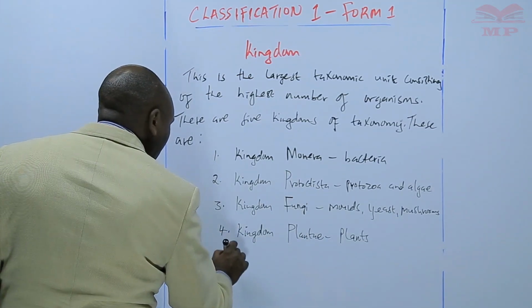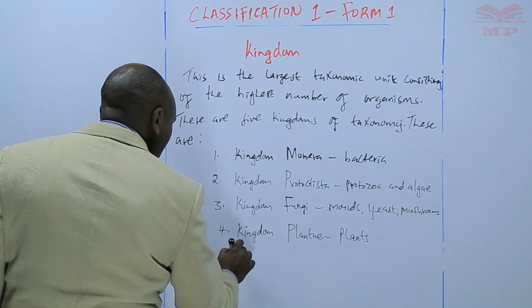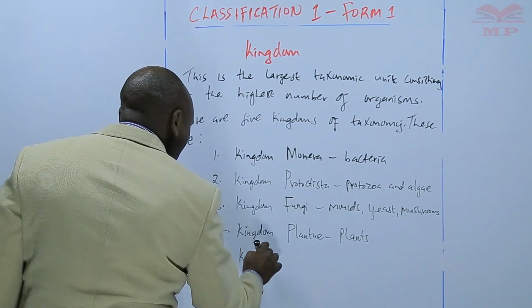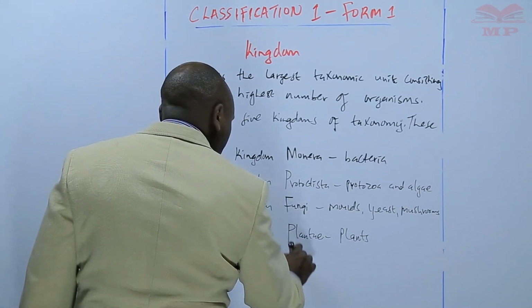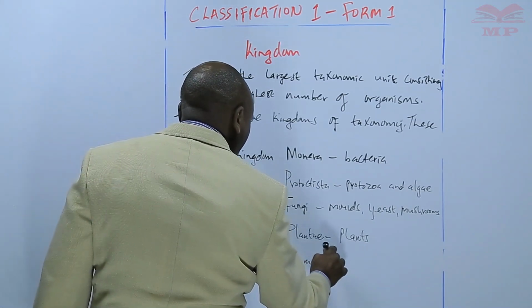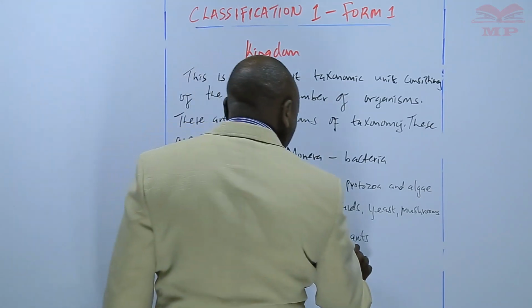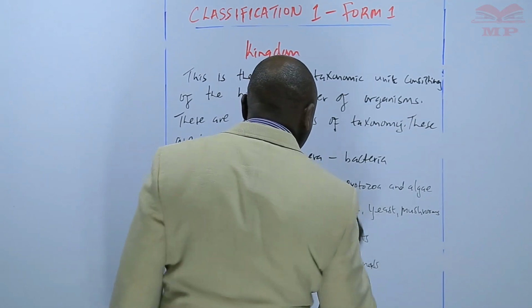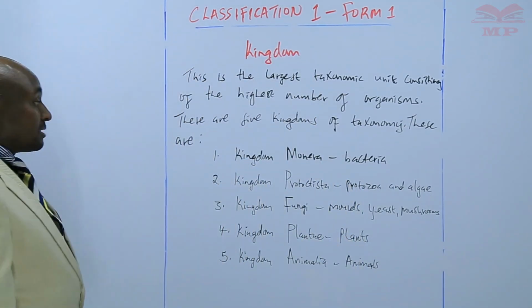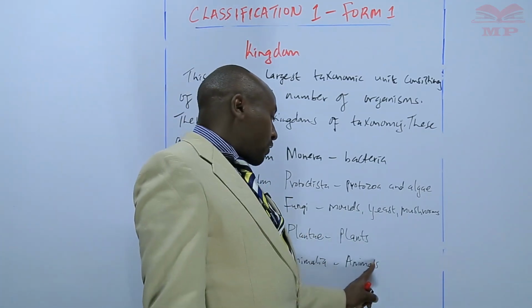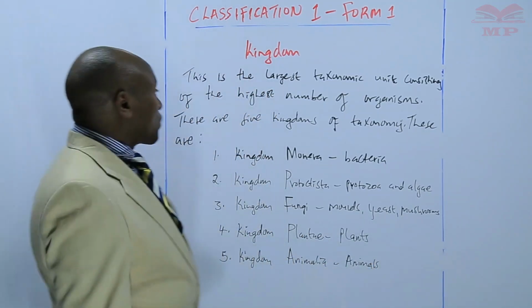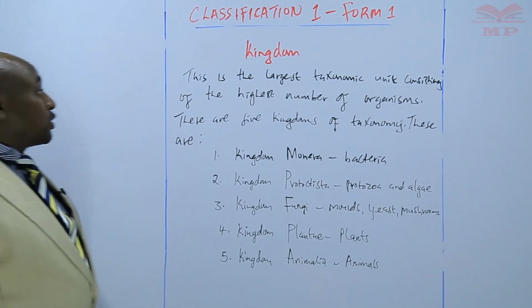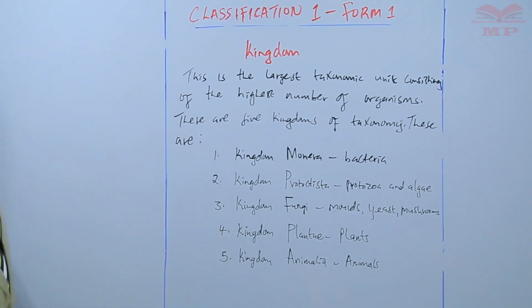And then finally, we have kingdom Animalia, and that's where we have the animals. The different types of animals, whether they are vertebrates or invertebrates, whichever the category, all of them belong to that particular kingdom. So we are saying that the kingdom is the largest taxonomic unit and it has the highest number of organisms. Basically, there are those 5 kingdoms that we have just seen.